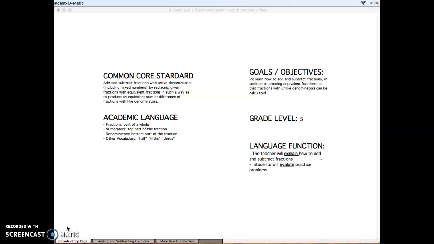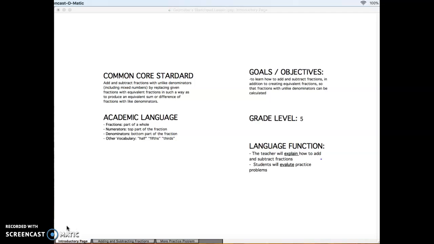Some of the academic language that I will be using includes fractions, which is part of a whole, numerators, which is the top part of a fraction, and denominators, which is the bottom part of the fraction. I will also be using other vocabulary that has to do with how fractions are read aloud, and specifically how the denominators are read. So that includes words such as half, fifths, and thirds.